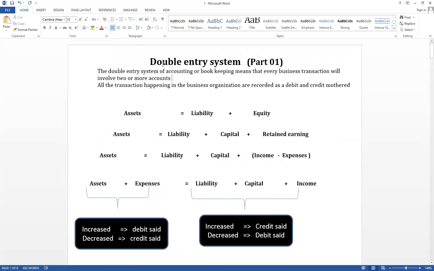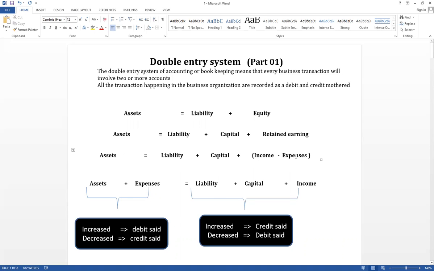The basis for the double entry system is also the accounting equation. This is the accounting equation: assets equal liability plus equity. And equity can be divided into two parts, capital and retained earnings. Therefore, assets equal liability plus capital plus retained earnings. Retained earnings can further be divided into income and expense. Therefore, the accounting equation is assets equal liability plus capital plus income minus expense. Think about income as a plus value, expense as a minus value.